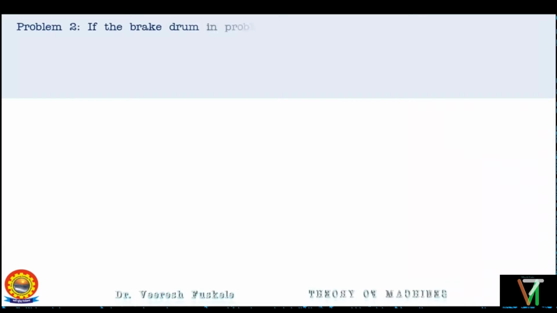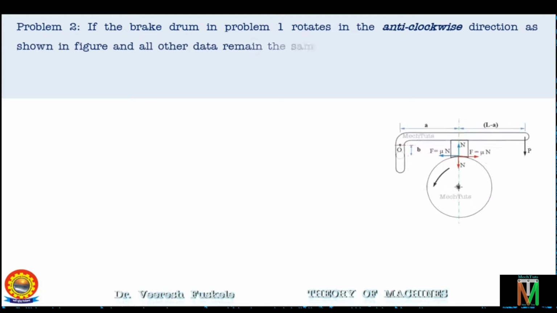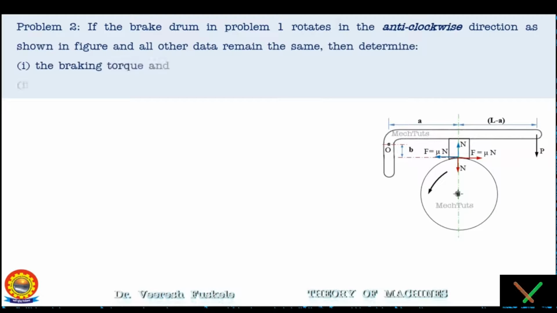So the problem 2 is, if the brake drum in the problem 1 rotates in the anti-clockwise direction as shown in figure and all other data remains the same, determine the braking torque and the value of B for self-locking of the brake. So this is the configuration and it is given that all the data are same, only the direction of rotation is changed to anti-clockwise direction. So in this case only the direction of force of friction will be changed. So let's see the solution.